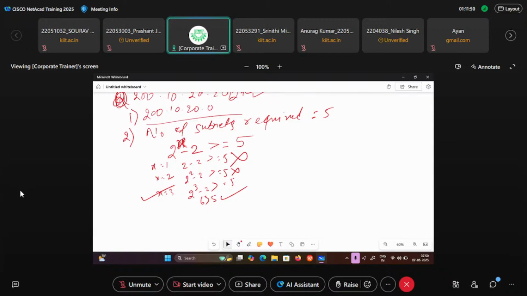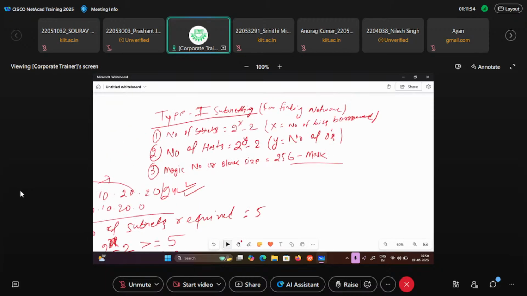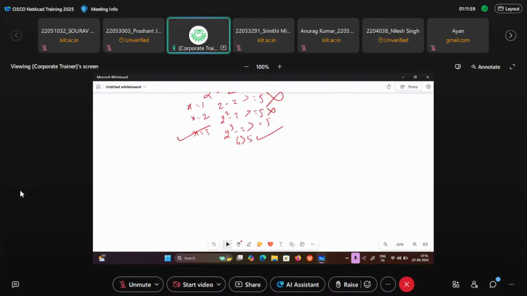What is the meaning of x? It is the number of bits which will be borrowed. So with x equal to 3, the number of zeros to be changed into ones is 3 bits. Where will you change the zeros? That you need to understand first.